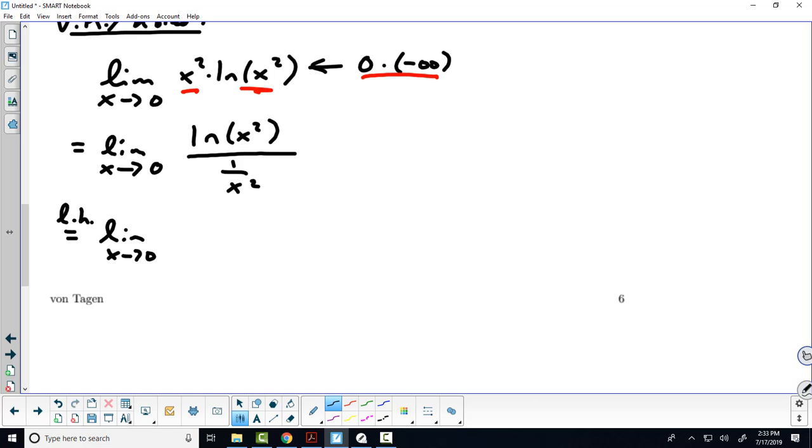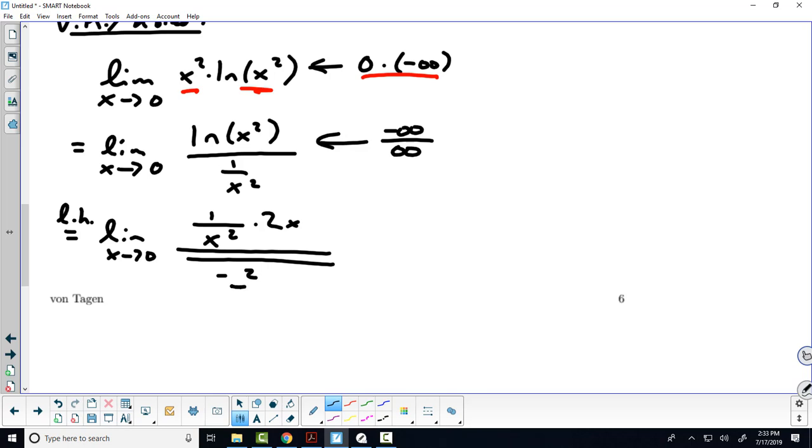Now we're ready to apply L'Hopital's rule. How come? Because now this has indeterminate form minus infinity over infinity. So L'Hopital's rule now applies. Taking the derivative of the numerator, we get 1 over x squared times 2x, all divided by minus 2 over x cubed. I took the derivative of the natural log of an expression, that's 1 over that expression, times the derivative of that expression. And the derivative of 1 over x cubed, we think of that as x to the minus 3 power. Then when we take its derivative, that's what we end up with.